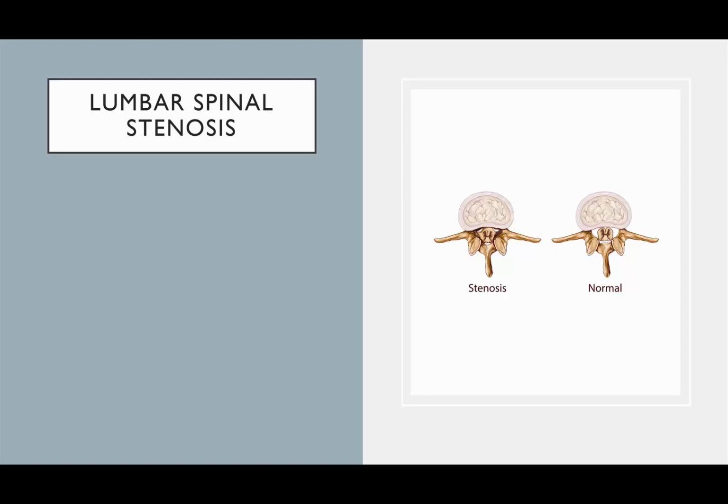So switching gears, lumbar spinal stenosis. Again, stenosis meaning narrowing of the space for the nerve root. So here you can see on the normal side, lots of space. Here you can see bone spurs, osteophytes, possibly a little bit of degenerative spondylolisthesis, tight space for the nerve roots causing stenosis, or a narrowing of the spinal canal causing nerve root compression.